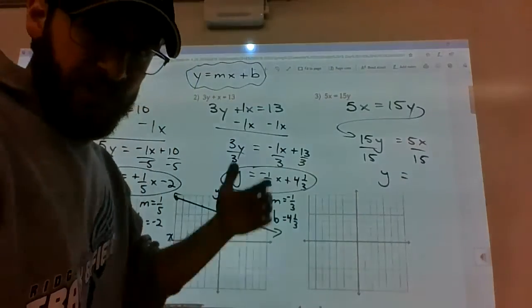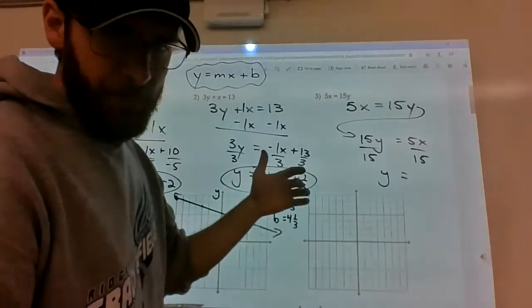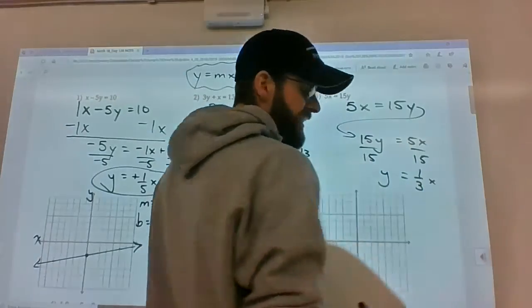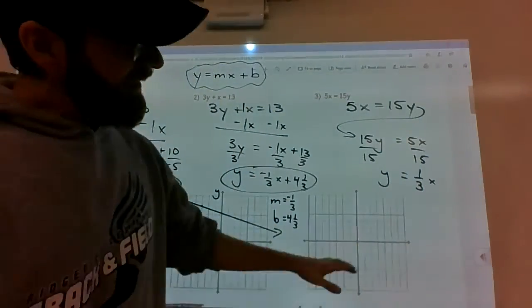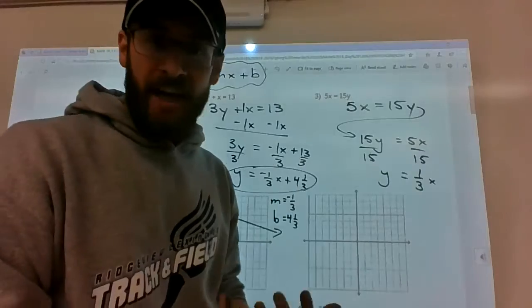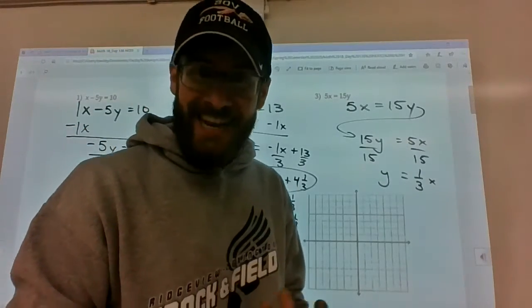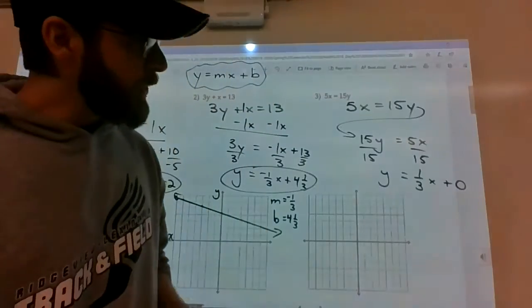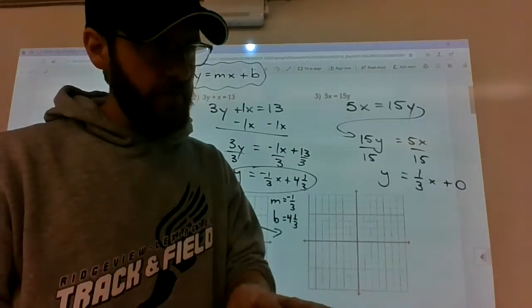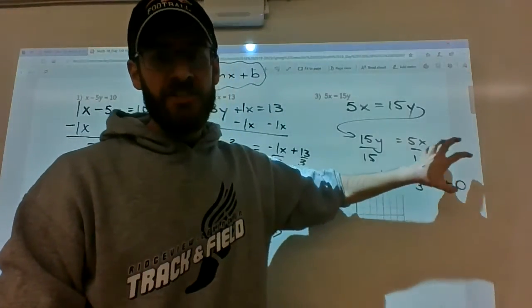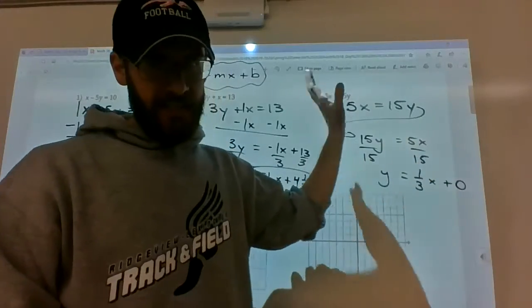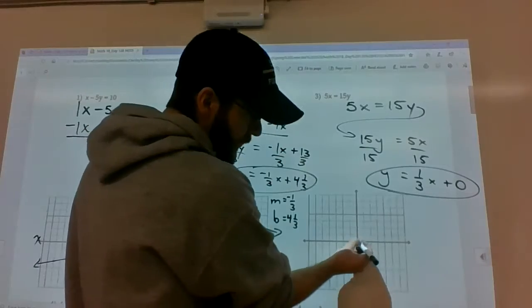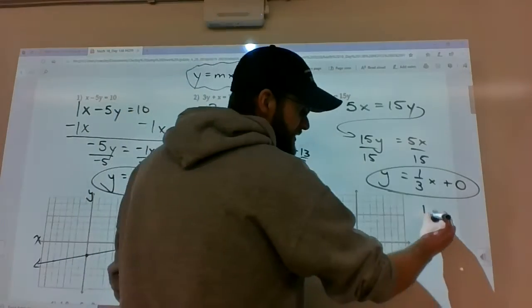5/15 simplifies to 1/3 if you divide the top by 5 and the bottom by 5. And since there's no constant out there, I'm just going to say the mathematical equivalent to nothing is 0. So don't put plus 1. There's not a 1 hanging out there. If there's nothing there, it's 0. Meaning we'd start right on the origin. Our b is 0.